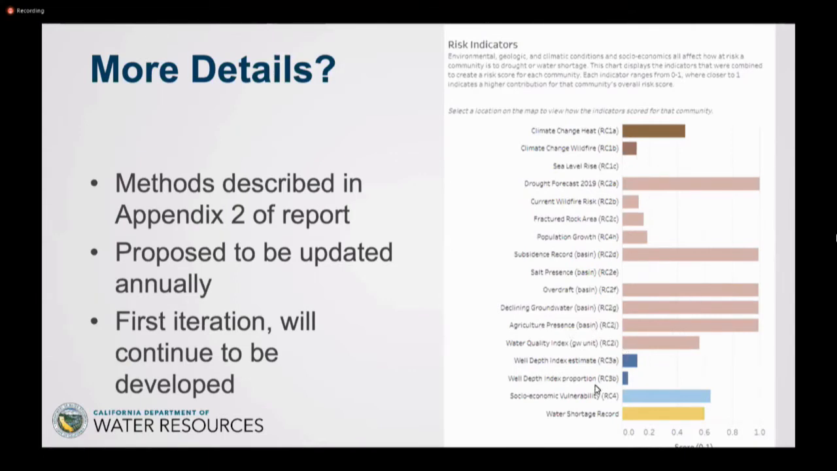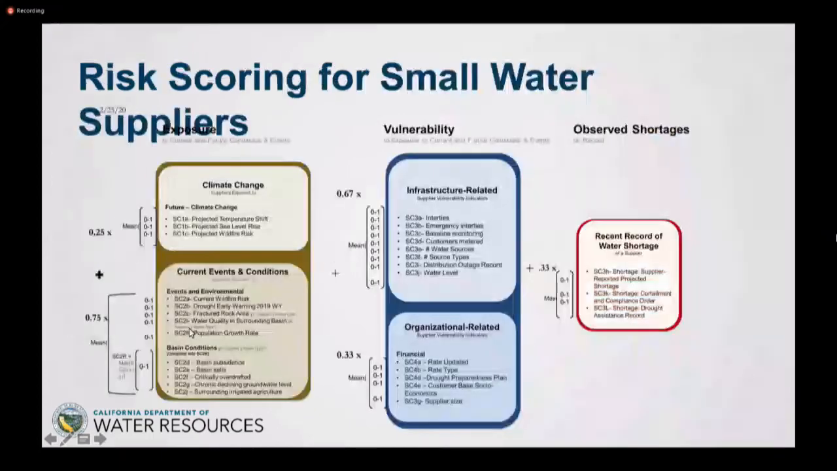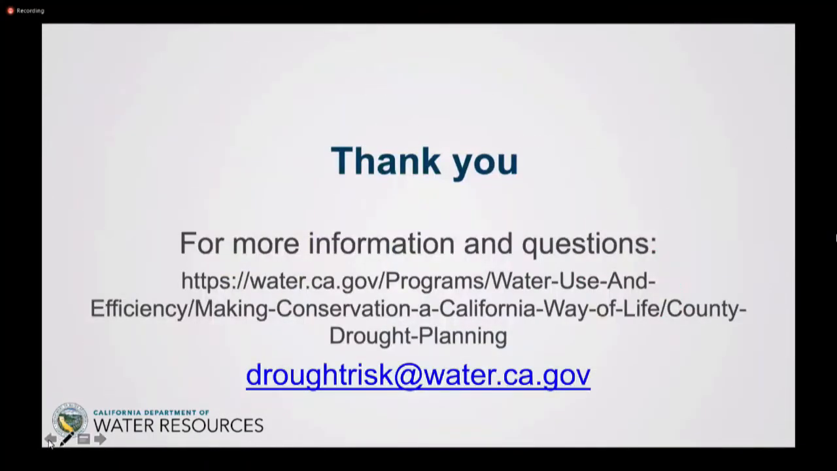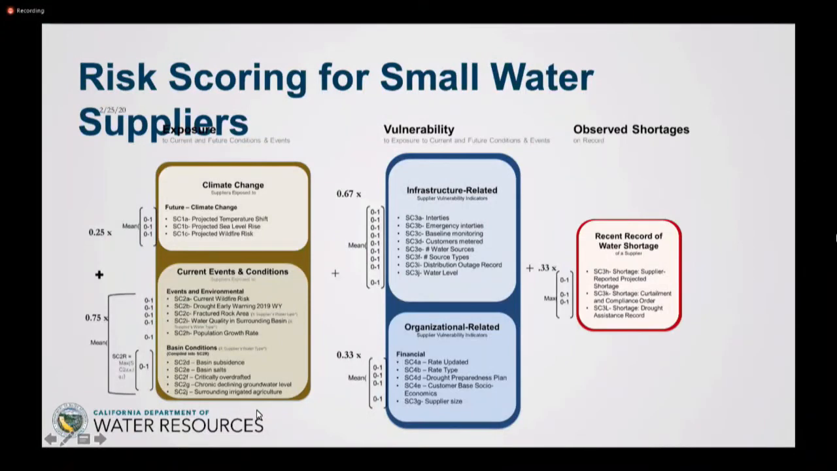And then lastly, I've noted that we have a similar analysis that was conducted for small water suppliers, and it has almost the same exposure risk metrics, but it's very different in terms of the vulnerability indicators because those were specific to water systems. And that's also released publicly this week. So if anybody's interested in more information about that.